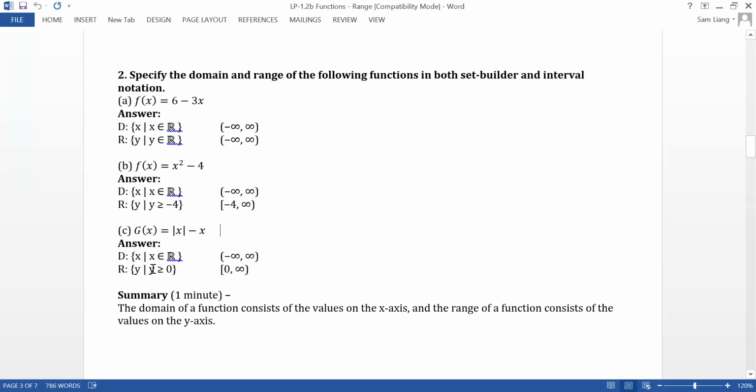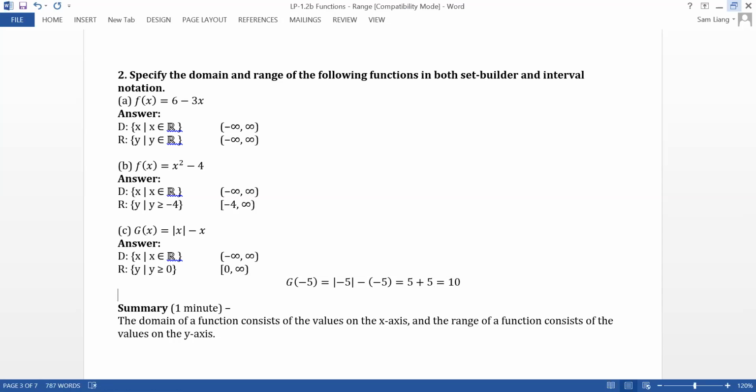For the range, this one's a little trickier, but for this, I'll just plug in some numbers. So I'm going to plug in a negative number, 0, as well as a positive number. Right, so for a negative number, let's say you plug in -5. So here we have g of -5 equals absolute value of -5 minus -5. Right, so this would be 5, right? Absolute value of -5 is 5, and then you have plus 5, this is 10. Okay, so actually you'll see that negative values in this function produce a positive value.